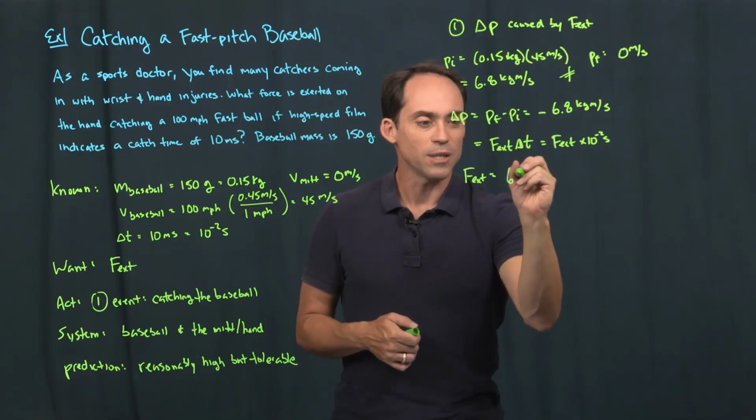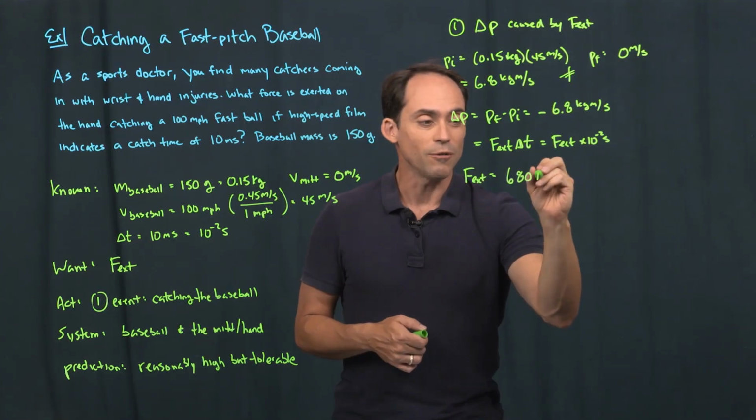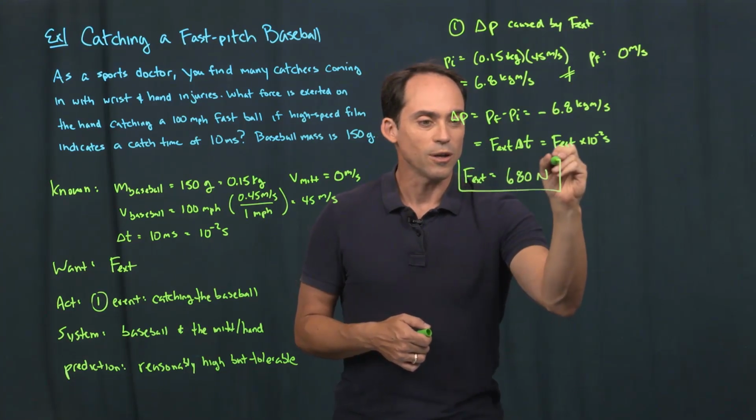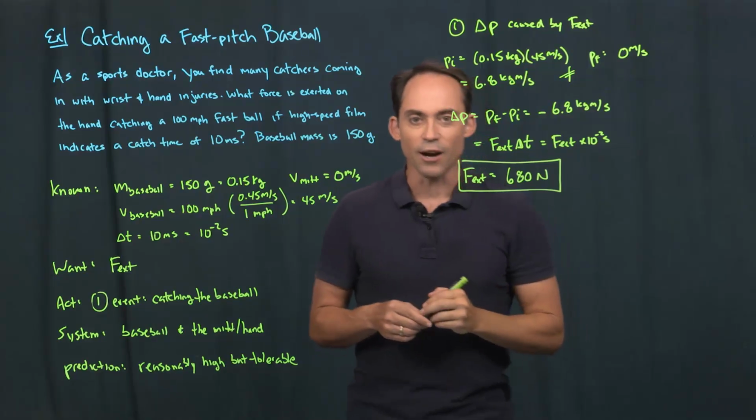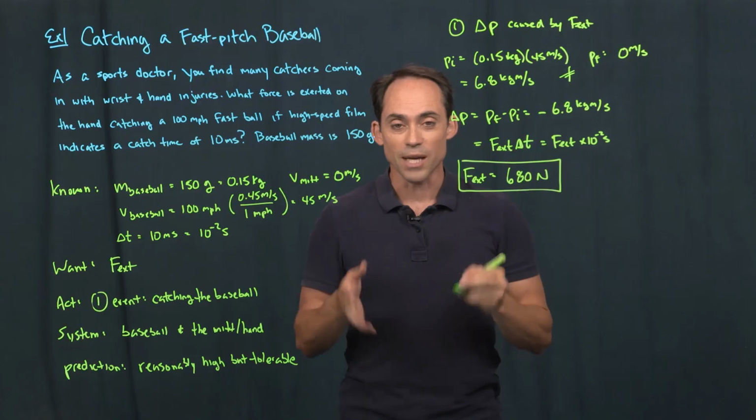And so this turns out to be 680 kilogram meters per second squared, which is, of course, our unit of newtons, which is the unit of force. All right, so we've got our number. So now the important step, of course, is to make sure that this is a number that makes sense.